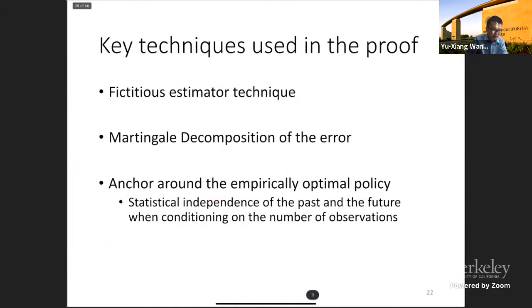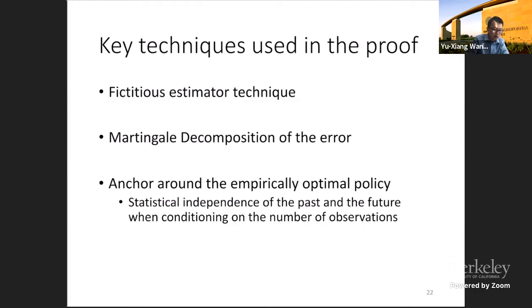I really won't have time to talk about these techniques in the proof, but some of them might be applicable to problems that you are working on, for both offline RL and online RL. We have a martingale decomposition of the empirical error that has two forms, both a primal and a dual. We have a fictitious estimator technique that allows us to deal with the tricky dependencies given by the offline setting rather than the generative model setting.